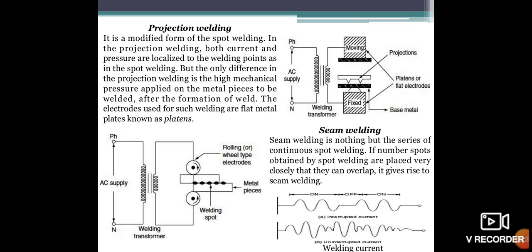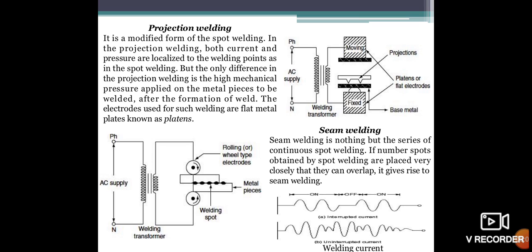Next one is seam welding. You can see the seam welding. It is similar to spot welding. In seam welding, a series of spots is produced by roller electrodes. You can see the figure here, between the two rollers the two sheets will be put and multiple spots will be applied.